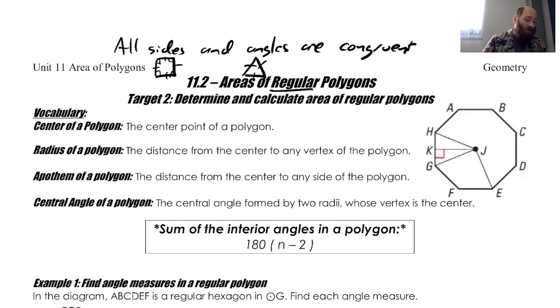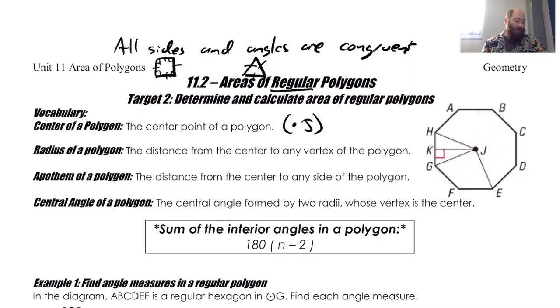Okay, so some more vocab. The center of a polygon is the center point of a polygon. The other part that we like to say is that it's equidistant to all the corners and sides. So for example, all of these lengths to the sides right there are all equidistant. Same thing if I go to all these corner points, those are all equidistant. So that's what we have there. In this case, it is point J.